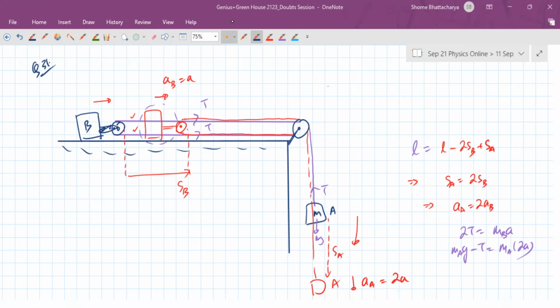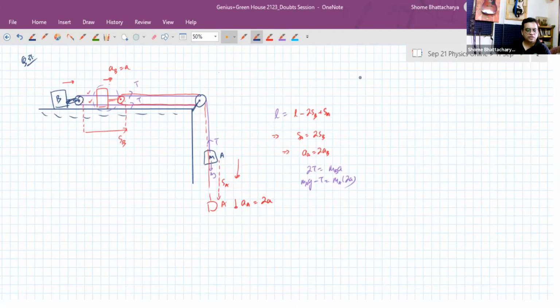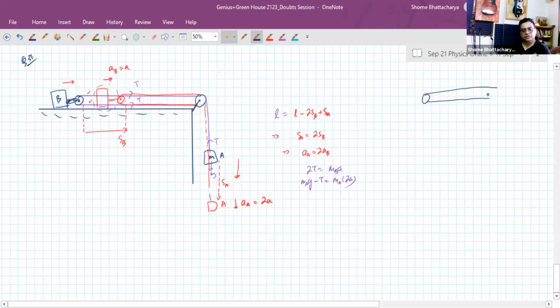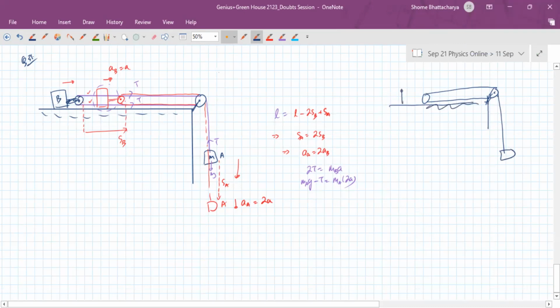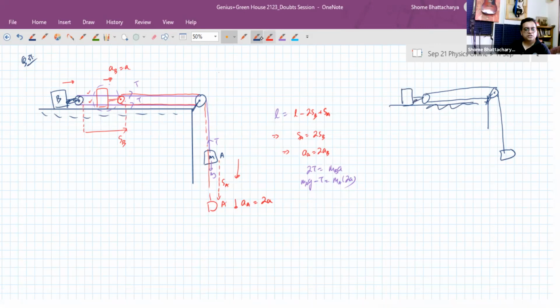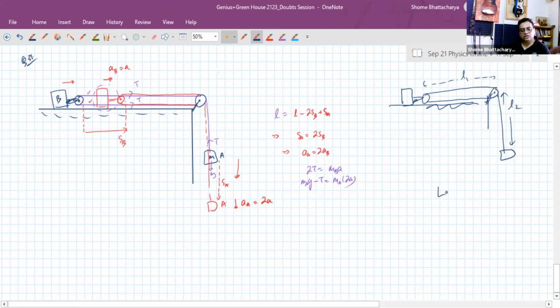Okay, we hope the question is clear. How did you get 2a acceleration? Say it once more. See, you have to understand the constraint relation. Just compare these two figures. Let's say this length is L1, and this length is L2. What is the total thread length? It is 2L1 plus L2, correct?